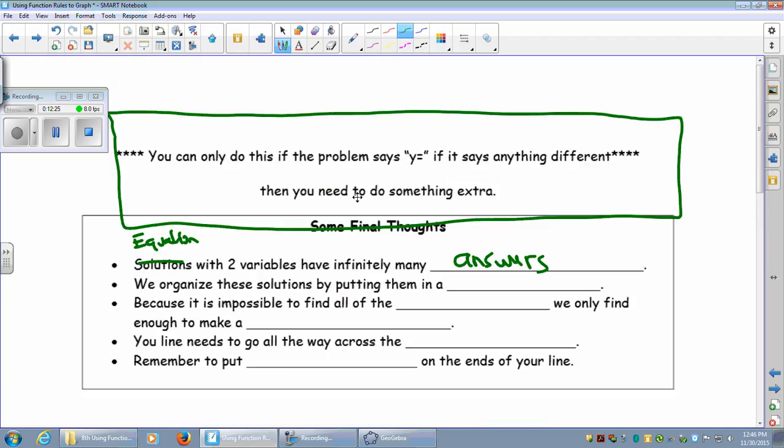All right. The next one is we organize these solutions by putting them in a table. Because it's impossible to find all of the solutions, we need to find enough to make a line, just like we talked about up here. Your line needs to go all the way across the graph. And last but not least, remember to put arrows at the ends of your line.